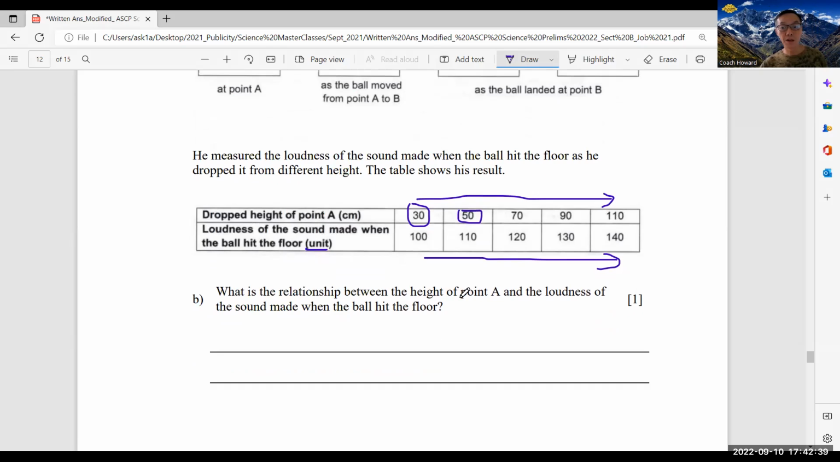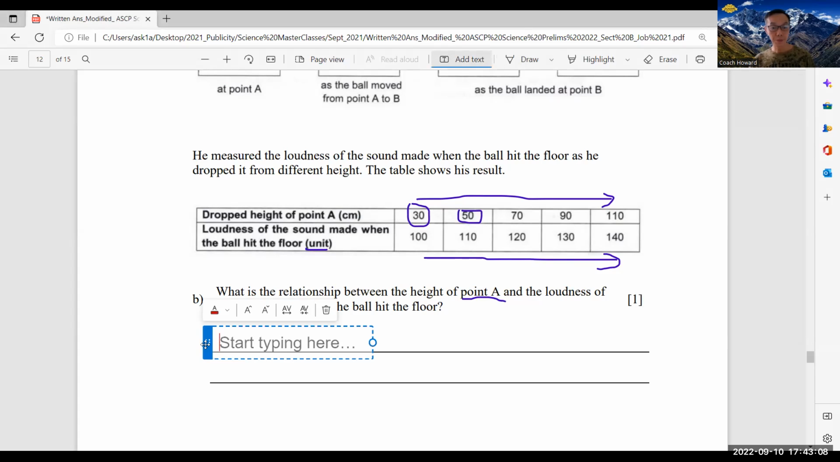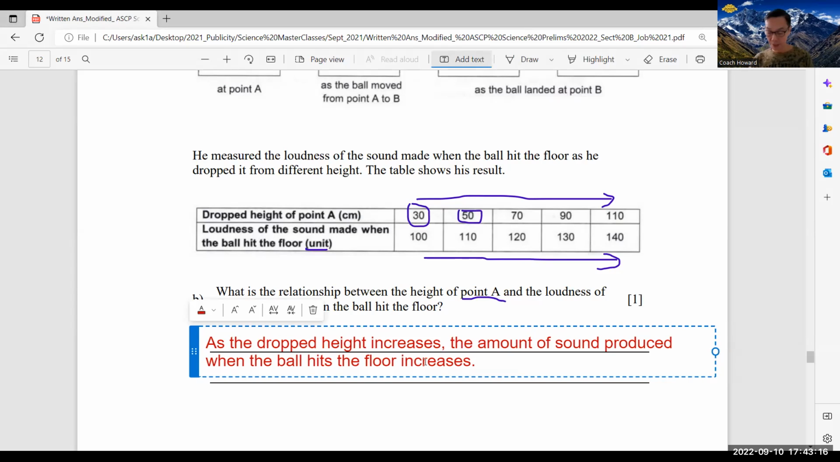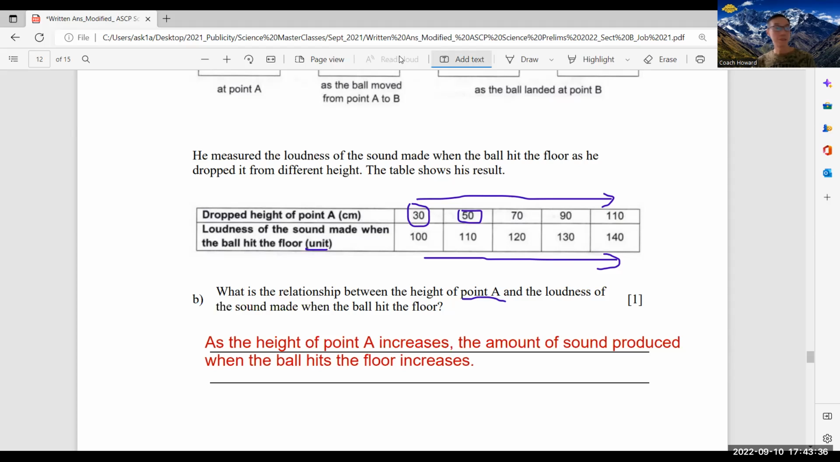So what is the relationship between the height of point A and the loudness of sound made? It's very easy. You should say, as the drop height increases, the amount of sound produced when the ball hits the floor increases. So this will be the answer. I put it here. As the drop height increases, or as the height of point A increases, the amount of sound produced when the ball hits the floor increases.